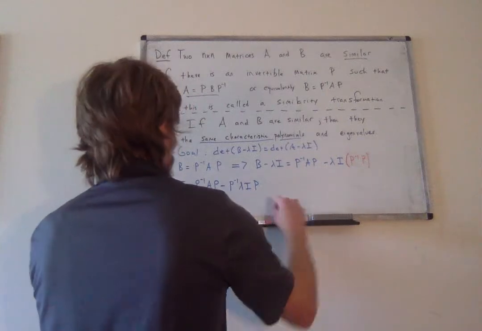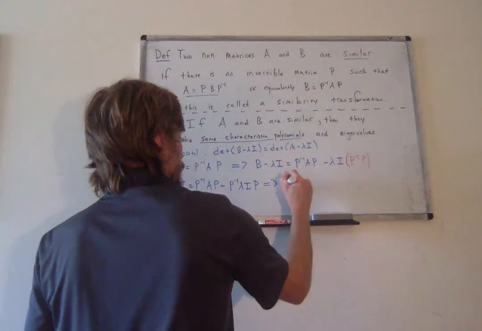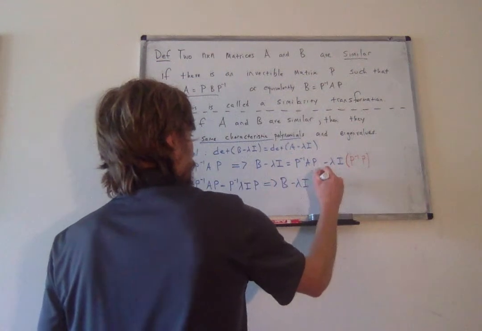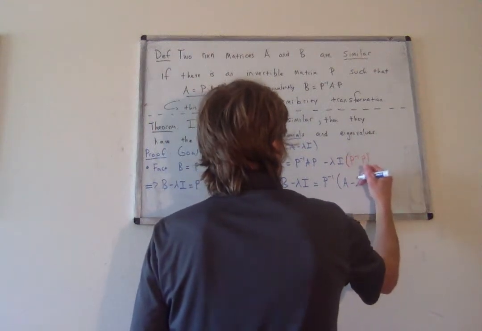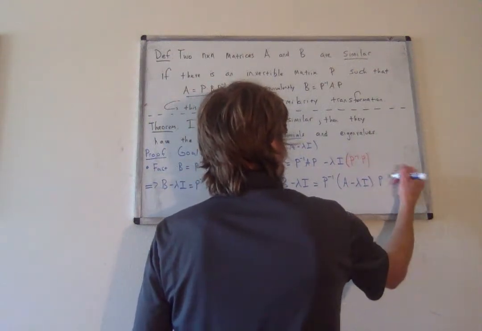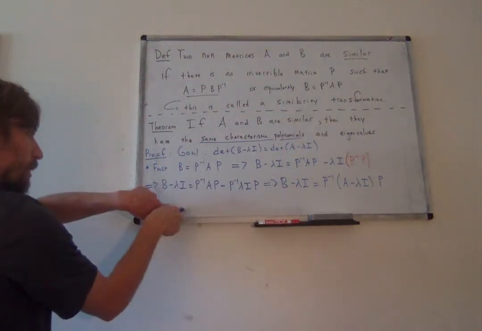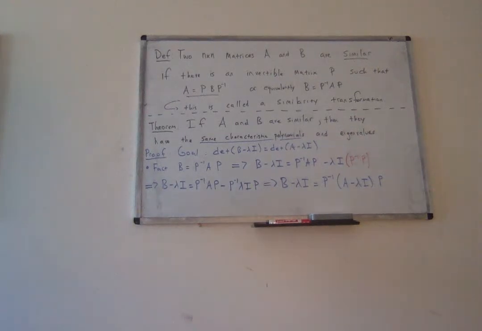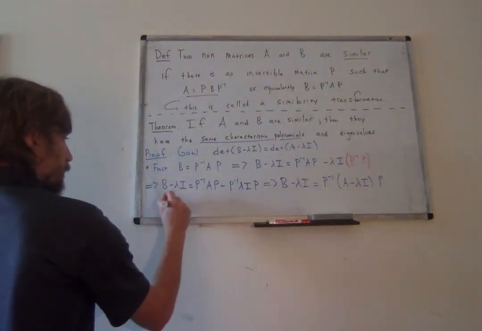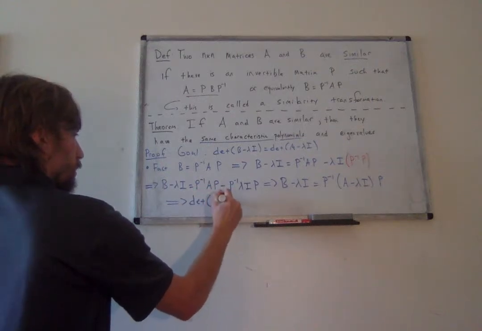Well, this implies now that B minus lambda times I is equal to P inverse times A minus lambda I times P. And I can do that because I can factor each of these P inverses out on the left and factor each of these P's out on the right. Well, this means that the determinants of both sides of this equation are equal.